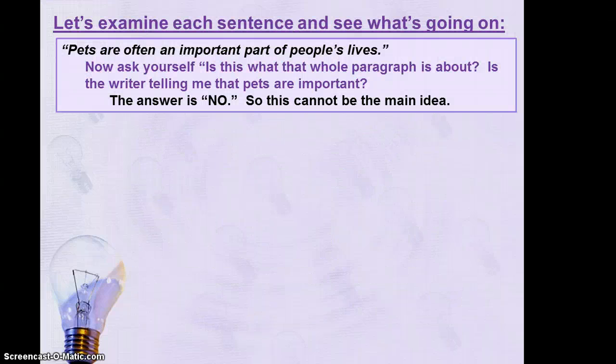So let's examine each sentence in the beginning and see what's going on. We start off with pets are often an important part of people's lives. Now ask yourself, is this what the whole paragraph is about? Is the writer telling me that pets are important? A lot of times students will say that the very first sentence is the main idea. But in this case, the answer is no. This can't be the main idea because the rest of the paragraph doesn't really talk about why pets are important, especially general pets.